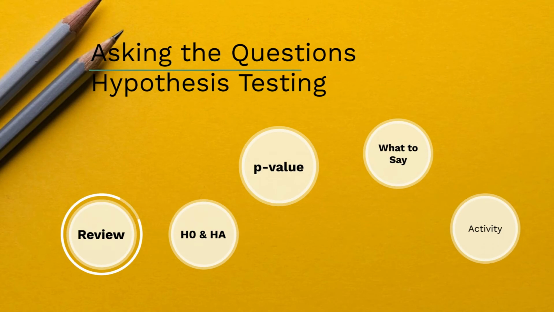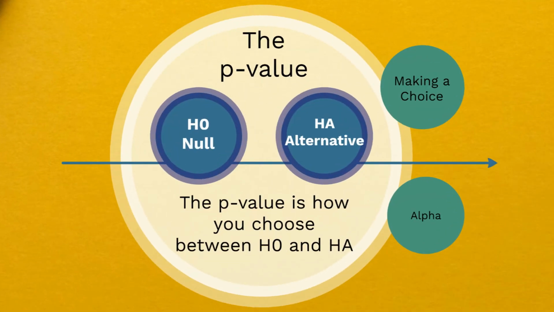So what is this p-value? P-value actually stands for probability value. And this is not the probability that's associated with our contingency tables, though it is very similar in nature. Very basically, the p-value is how we choose between the null and alternative hypothesis. So we've set up our null to say there is no difference or no relationship, and our alternative says that there is a difference or there is a relationship. So we'll use the p-value to make this choice.